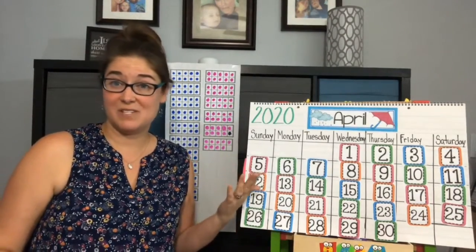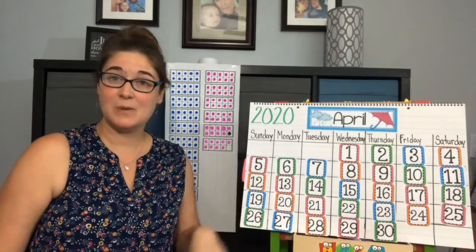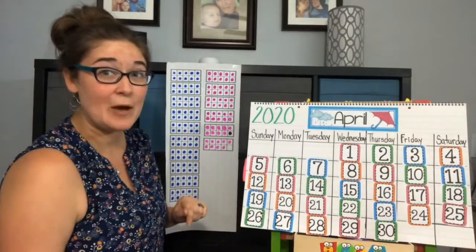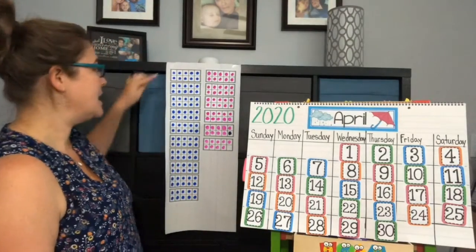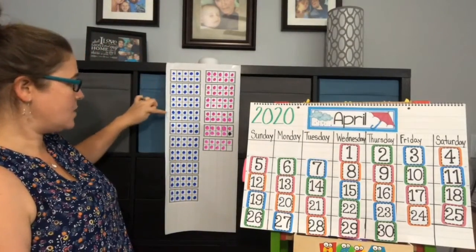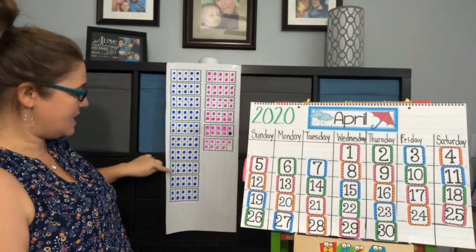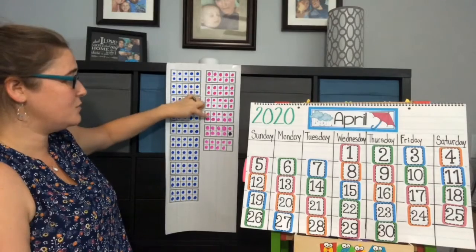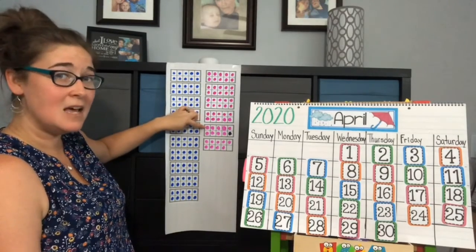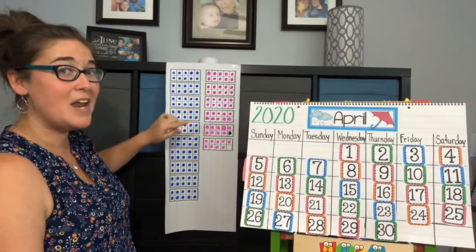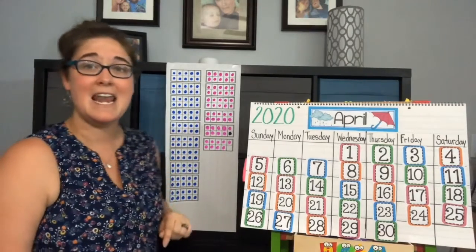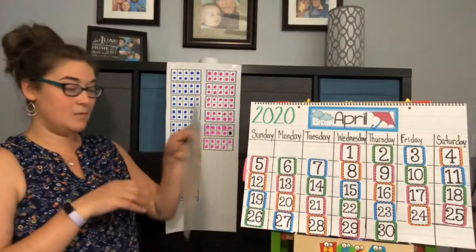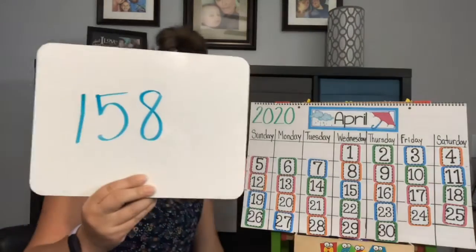I don't have to count every single one. So when we get to that last one, I'm going to add 9 on. Let's see if we can do it that way. It's a little trickier that way, but let's see. I bet you could do it. 10, 20, 30, 40, 50, 60, 70, 80, 90, 100, 110, 120, 130, 140, 150, plus 9 more is 159.